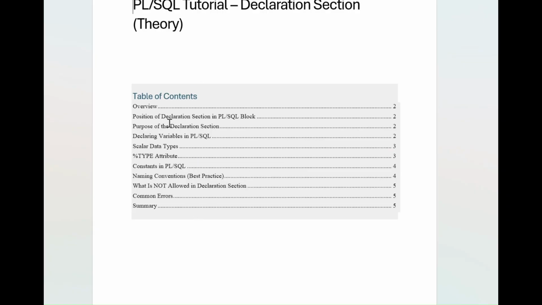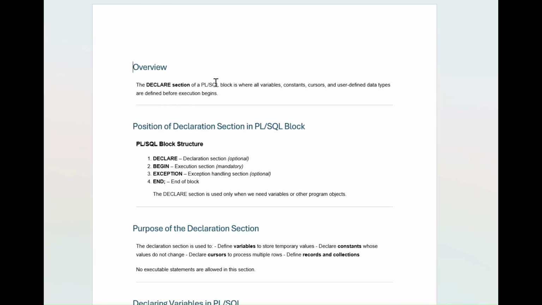So this is the topic we are going to discuss. Let me jump into the overview. The declaration section, like I mentioned, is the PLSQL block where all variables, constants, cursors, and user-defined data types are defined, correct? The overall block structure consists of this group of sections: declare, begin, exception, and end. The declaration section is optional, but the execution section is mandatory, and the exception section is the error handling area. Finally, the end of the block is the end statement. This is the complete unit of the block structure.